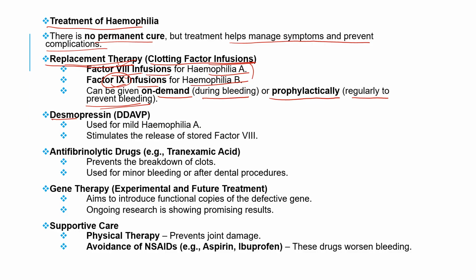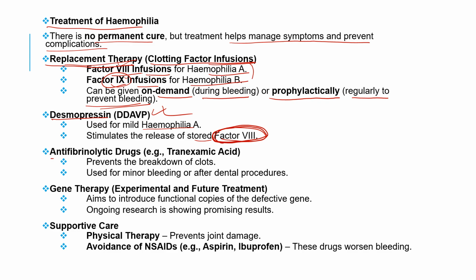Now, desmopressin, in case of mild hemophilia, it can be used. It stimulates the release of stored factor 8. So their body has stored factor 8 while being deficient, but desmopressin is injected to stimulate the release of that stored factor in the body. That also helps in the clotting of the blood.